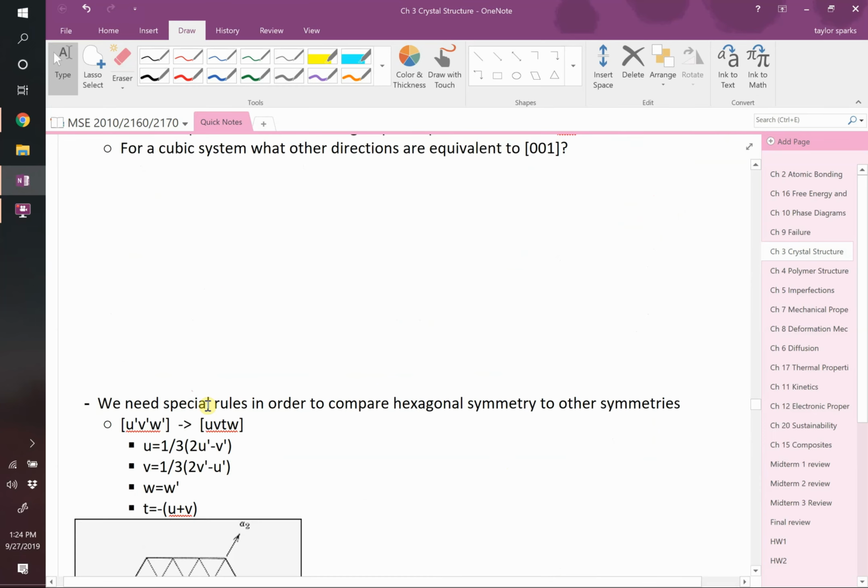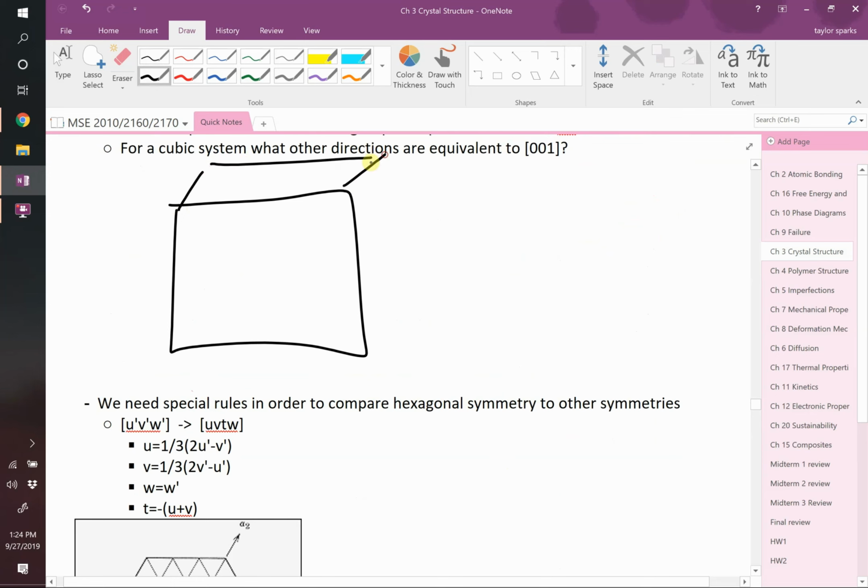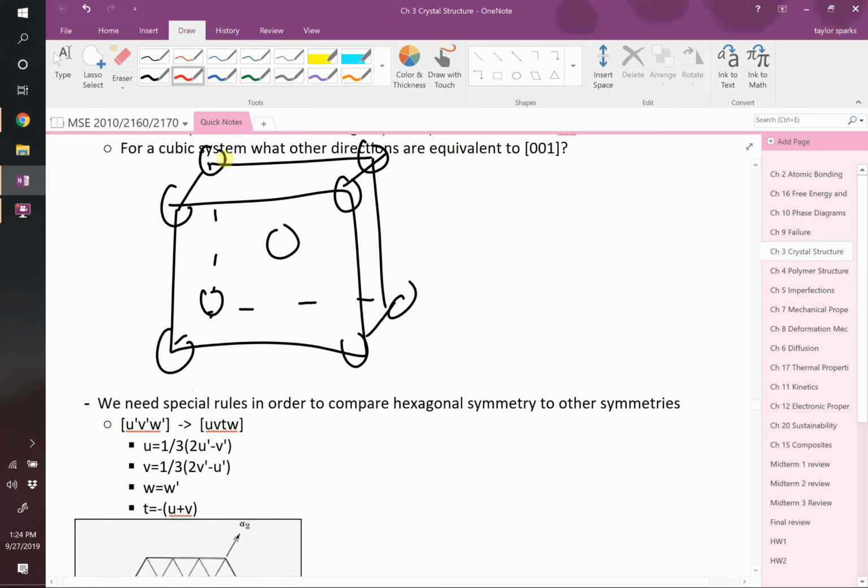Let's draw this one. It makes a little more sense if I draw it. So let's draw a BCC lattice. BCC has atoms at the corners and one at the center. Now, if I were to draw a direction from this point to that point, cutting through the middle there, that is a fundamentally different direction than if I were to draw it pointing straight down, because one intersects the middle atom and one only intersects along the side.